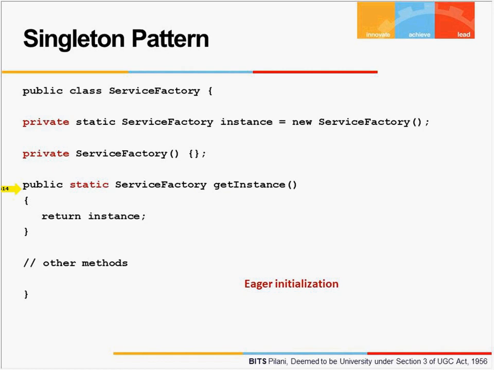Now, this kind of instantiation is called eager instantiation, right? In the singleton pattern, when we implement a class as a singleton, this particular kind of initialization is called eager initialization, wherein we create an instance of the class even before the first time the getInstance method is called. Even before the first call, the service factory creates an instance of itself, right? And whenever getInstance is called, that instance is returned to the method which invokes it. This is called eager initialization.